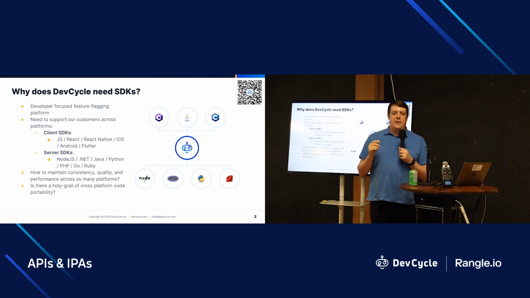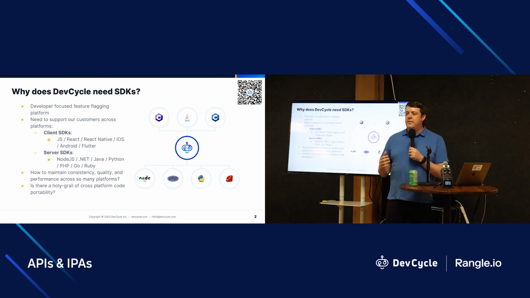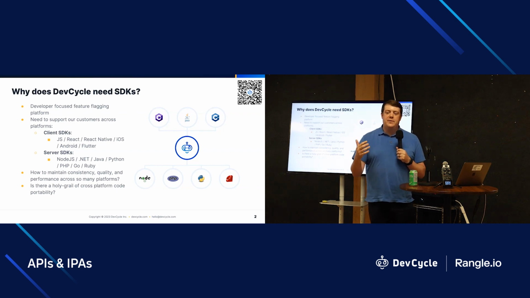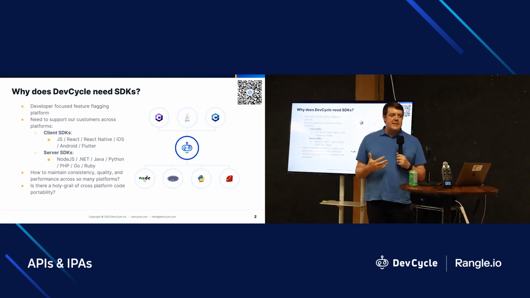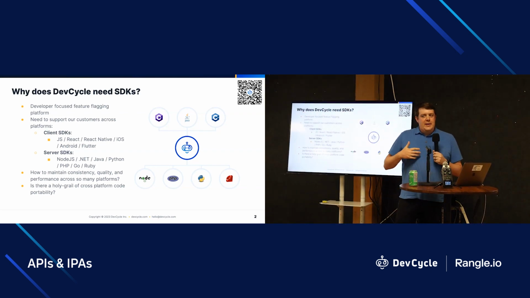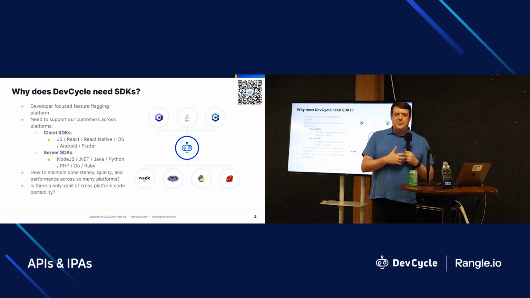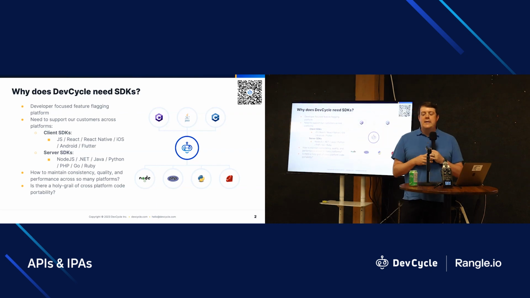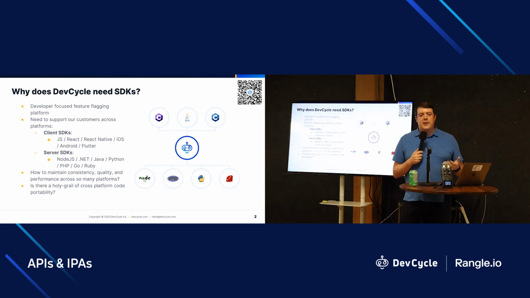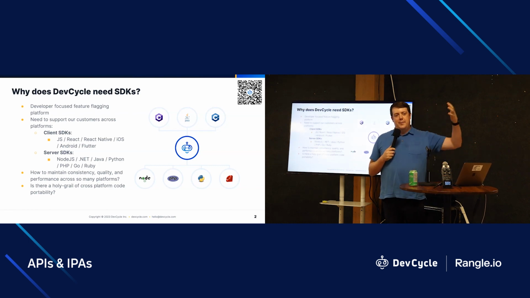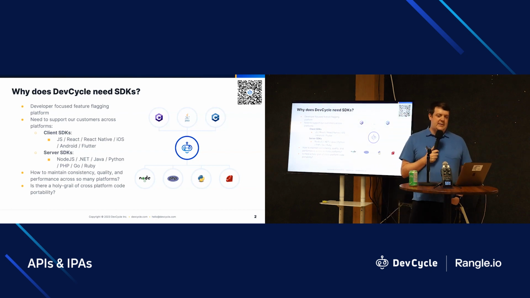That's what a feature flag platform is. We're making decisions on your behalf of what parts of your code should be enabled for different users. So obviously that means for us as a feature flagging platform, we need to support our customers across wherever they write code or wherever they're building their applications. Whether that's on the client side with web applications and mobile applications, or on the server side with all the various server-side languages there are to build out APIs these days.